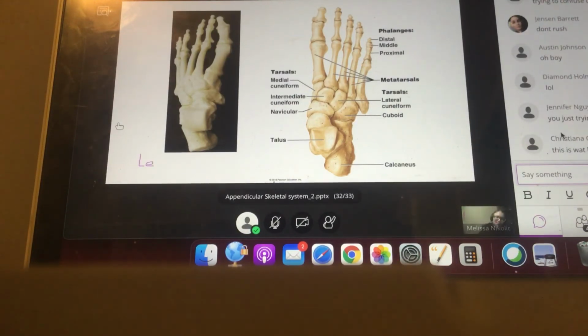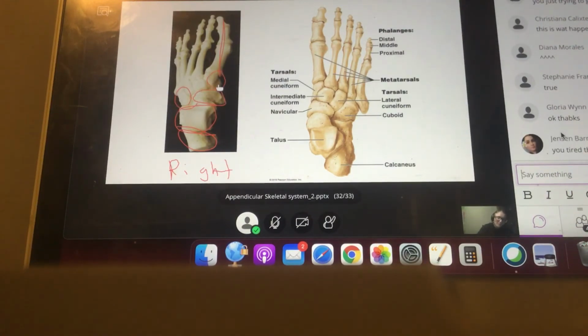Sorry, that sucks. Calcaneus, talus, navicular, cuboid. Medial, intermediate, lateral. Sorry guys, I messed that right up. I'm not sure what happened to me there. I just kind of lost my whole thing. All right, let me do it again. Now, I'm still not wrong about medial, but everything else. Calcaneus, talus, navicular, cuboid, medial cuneiform, intermediate cuneiform, lateral cuneiform.